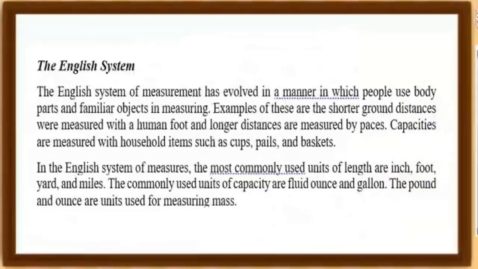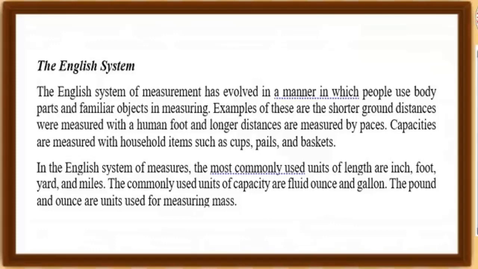The English system. The English system of measurement has evolved in a manner in which people use body parts and familiar objects in measuring. Examples of these are: shorter ground distances were measured with a human foot. The longer distances are measured by pace. Capacities are measured with household items such as cups, pails, and baskets.